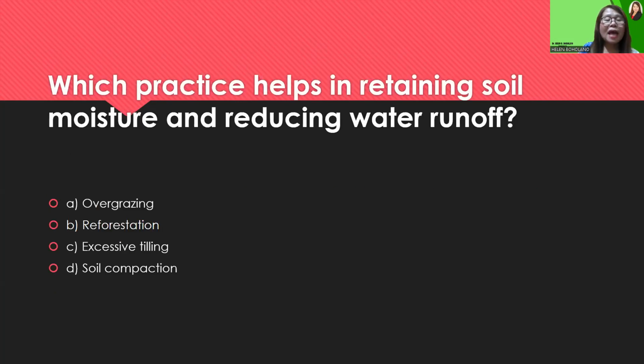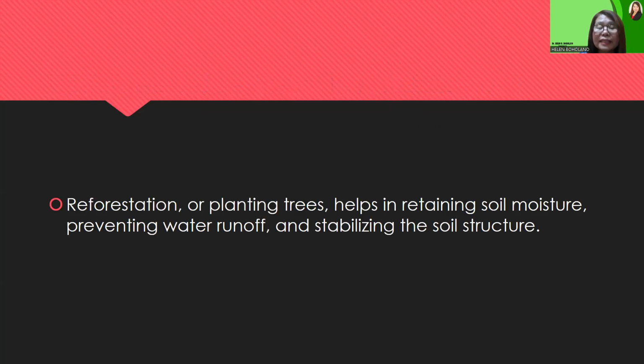Which practice helps in retaining soil moisture and reducing soil runoff? A. Overgrazing. C. Reforestation. D. Excessive tilling or soil compaction. Go, go, go. Thank you so much. The right answer is reforestation. Reforestation or planting trees helps in retaining soil moisture, preventing soil runoff, and stabilizing the soil structure.